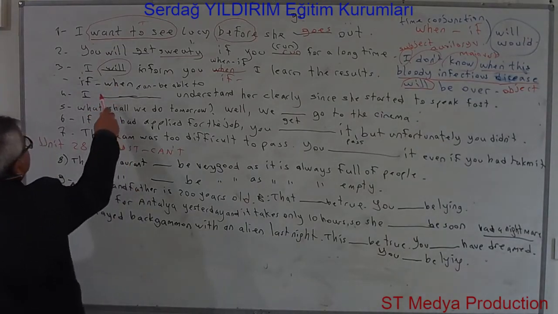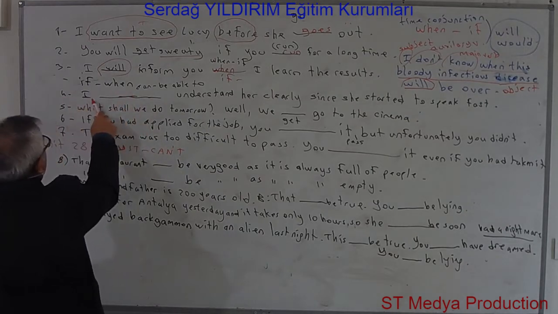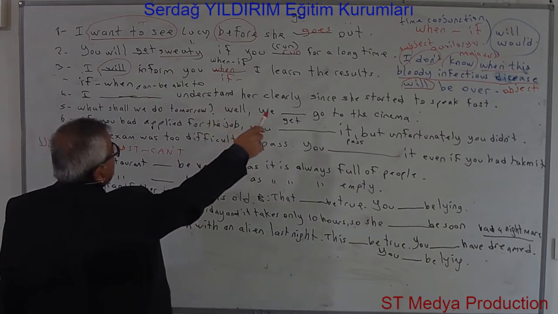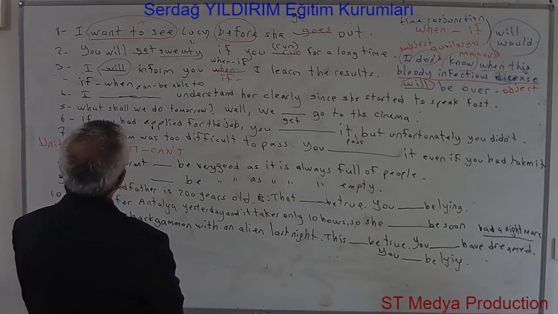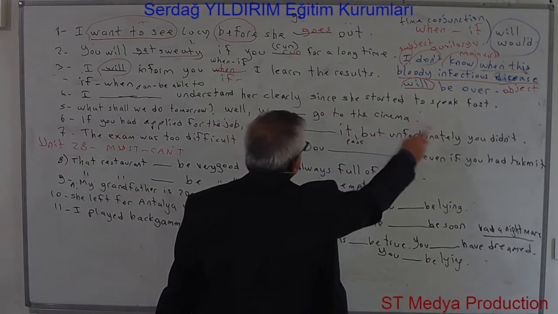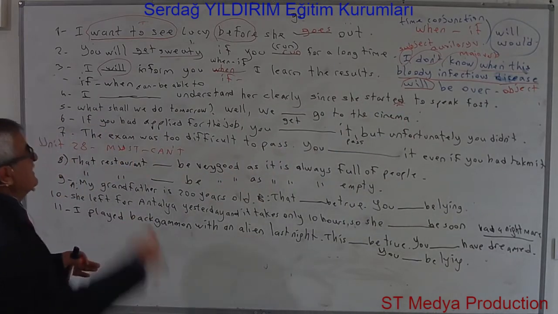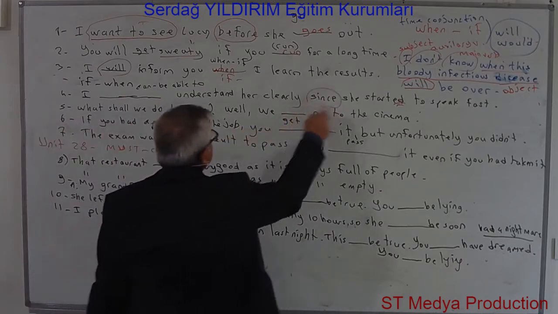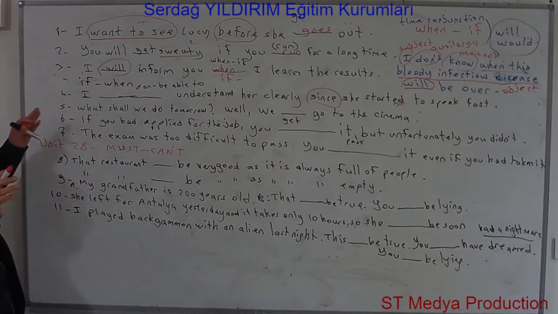As I said, let's have a look here. I understand her clearly since she started to speak fast. Okay. Then, my friends, since she started to speak fast, the action started in the past, but it is still going on. And we see here since, so we have to use what tense here? I feel that you are shouting all together. Present perfect tense, teacher. That's right.